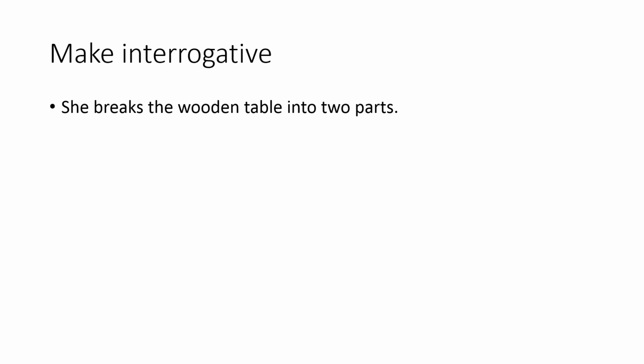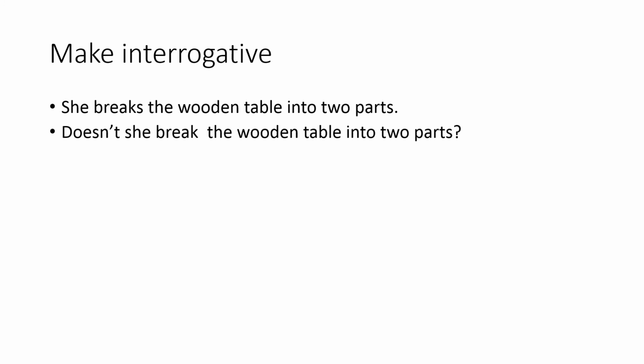Now we further see the sentences. She breaks the wooden table into two parts. Now this is simple present tense with no helping verbs. So we will use either do or does depending on our subject. Our subject is she, third person singular. So we will start our answer with doesn't. Doesn't she break? Breaks changing to break. Doesn't she break the wooden table into two parts?